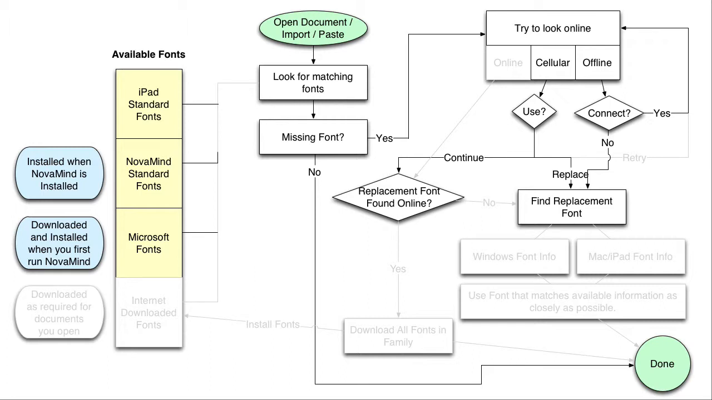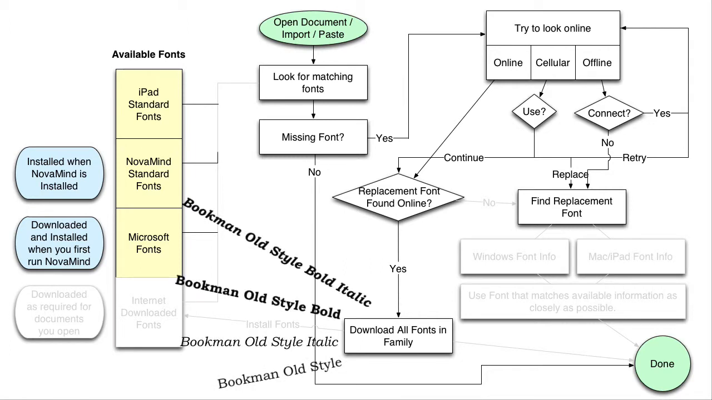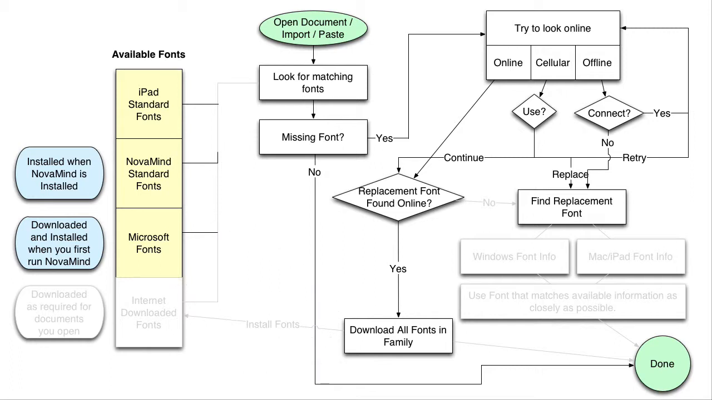Even on a mobile connection, the process should only take a few seconds. If you choose Retry, NovaMind will examine your network connections again and see if you now have a full internet connection. When NovaMind looks online for the font, if it finds it, NovaMind will also look for all the variants of the font and download them at the same time, and these will be available in NovaMind from then on.